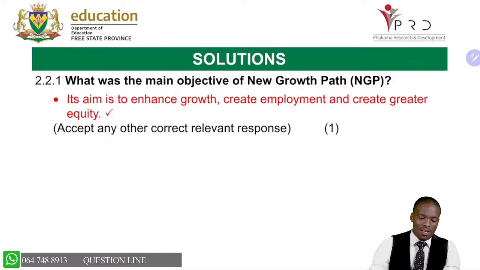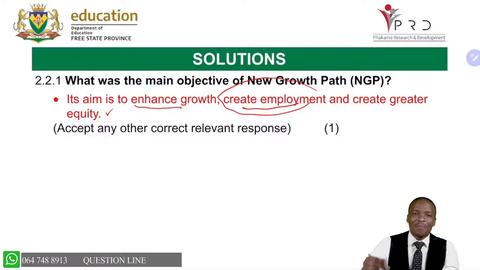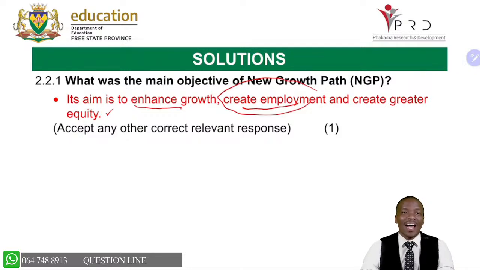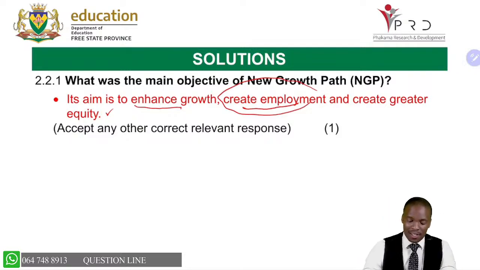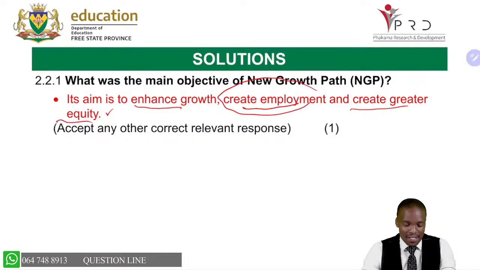The answers are to enhance growth and create employment. Surely employment should be part of your answers. Under these policies, employment should be there. Also to create what? Greater equity. Then that is 1 mark there.